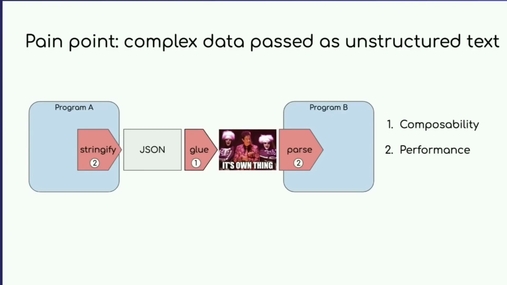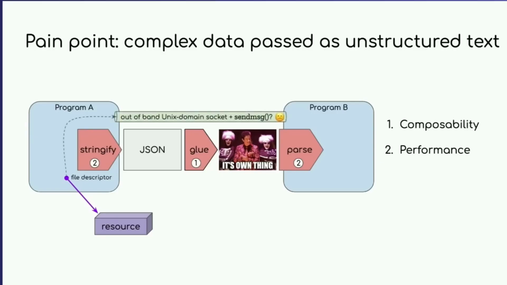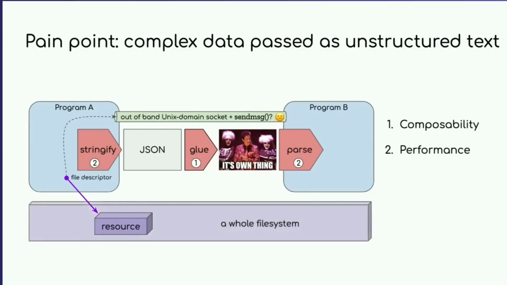And in this nanoprocess model, where we have lots of itty-bitty nanoprocesses, this can add up to a significant percentage of the overall time. And lastly, let's say program A has a file descriptor pointing to a resource, and it wants to pass it over to program B. It could use an out-of-band Unix domain socket and send a message, but that's kind of a pain, and so mostly we don't do that. Instead, what we do is stick the resource in a whole file system, give it a file name, have both programs import the whole file system, and that allows us to pass the file by its file name in the JSON.